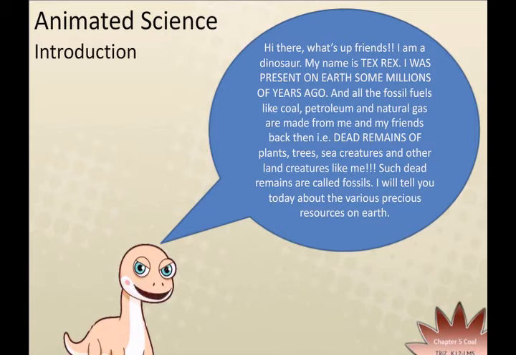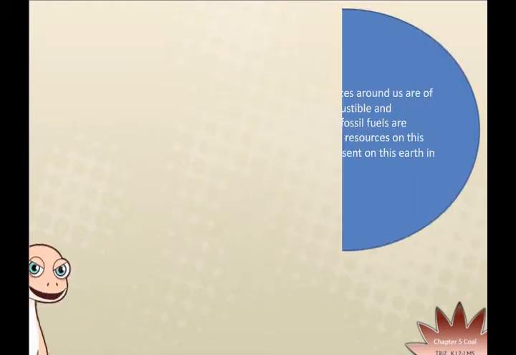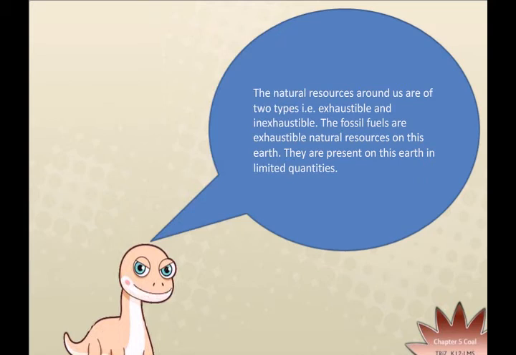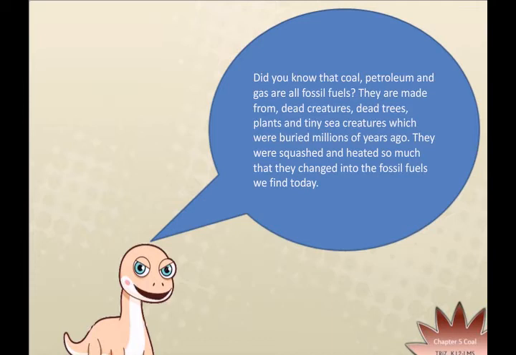I will tell you today about the various precious resources on Earth. The natural resources around us are of two types, that is, exhaustible and inexhaustible. The fossil fuels are exhaustible natural resources on this Earth. They are present on this Earth in limited quantities. Did you know that coal, petroleum and gas are all fossil fuels?